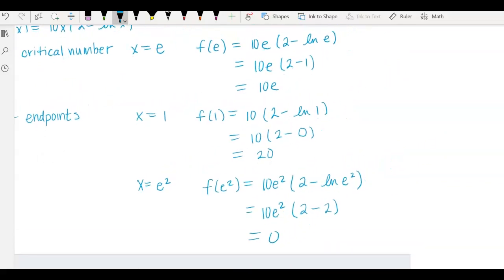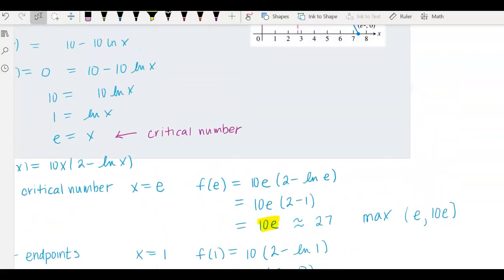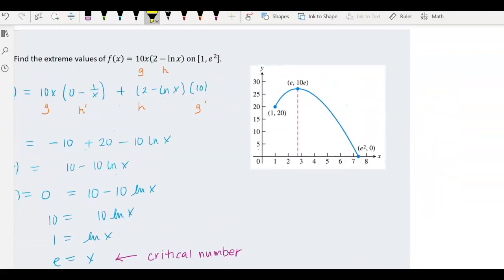So looking at our 3 output values, it looks like 10 times e is going to be higher than 20. It's about 27, right? So this will be our max point here, and this will be our min point here. So our max was at e, 10e, and our min was at e squared comma 0. Looking back up at our graph here, here was our max, here was our min.